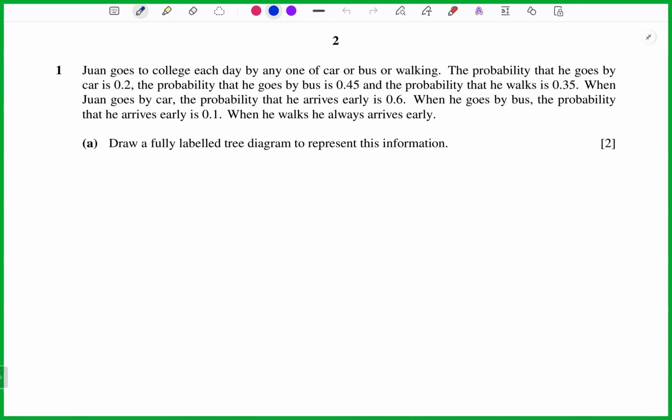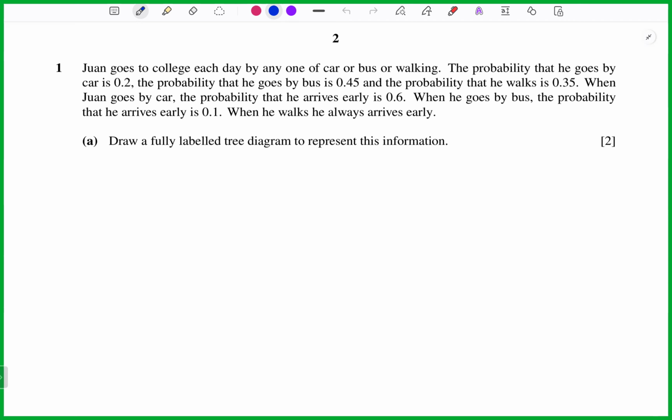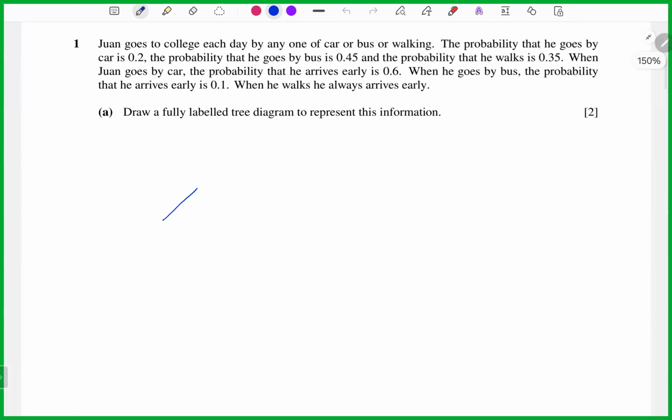Alright, so now you need to draw the tree diagram to represent the correct probabilities. Okay, so let's see. This is for car, 0.2. Bus, 0.45. Walking, 0.35.